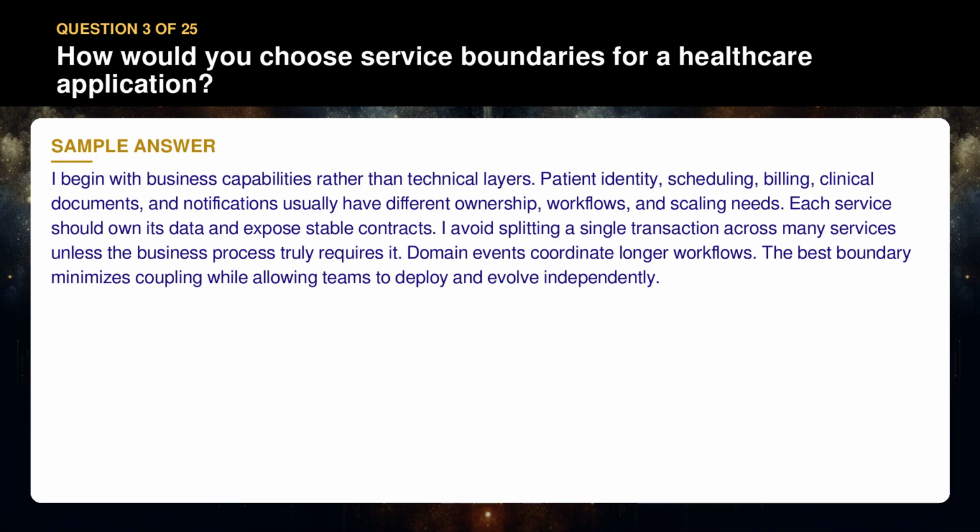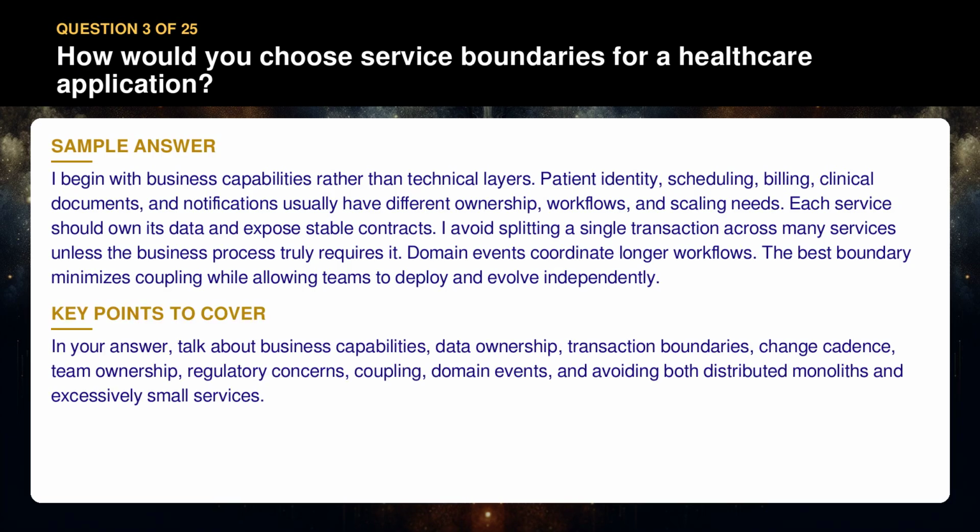Domain events coordinate longer workflows. The best boundary minimizes coupling while allowing teams to deploy and evolve independently. In your answer, talk about business capabilities, data ownership, transaction boundaries, change cadence, team ownership, regulatory concerns, coupling, domain events, and avoiding both distributed monoliths and excessively small services.